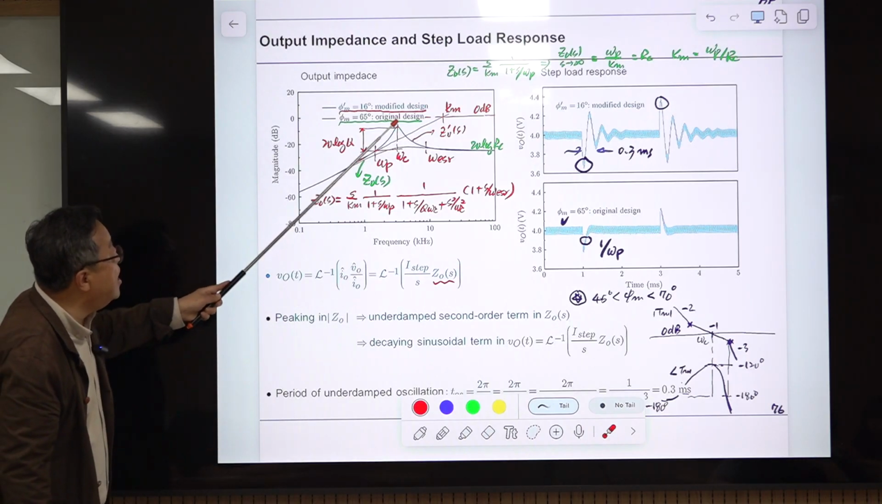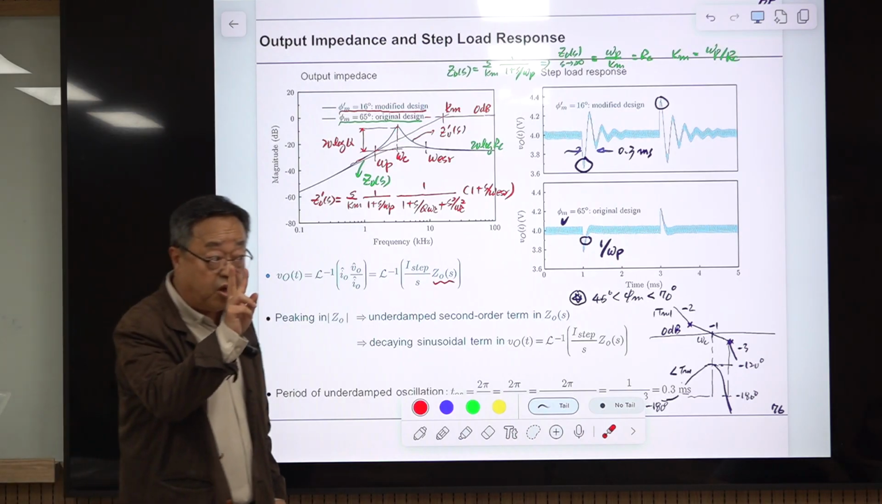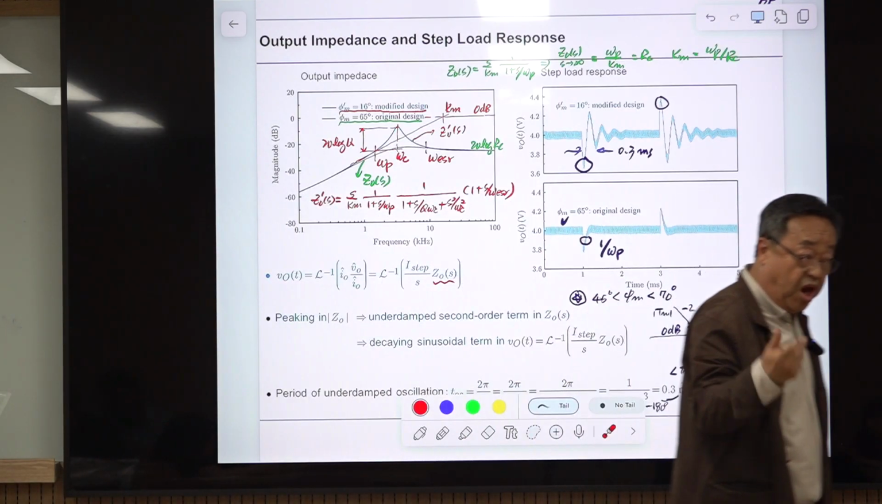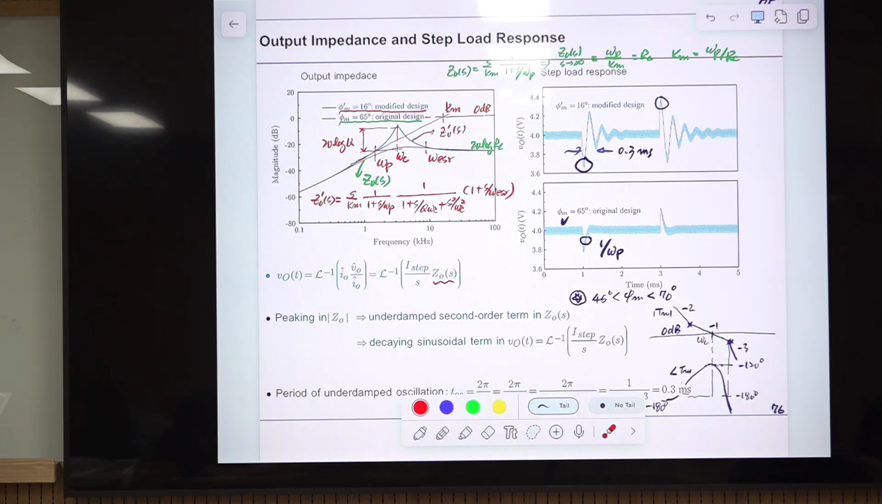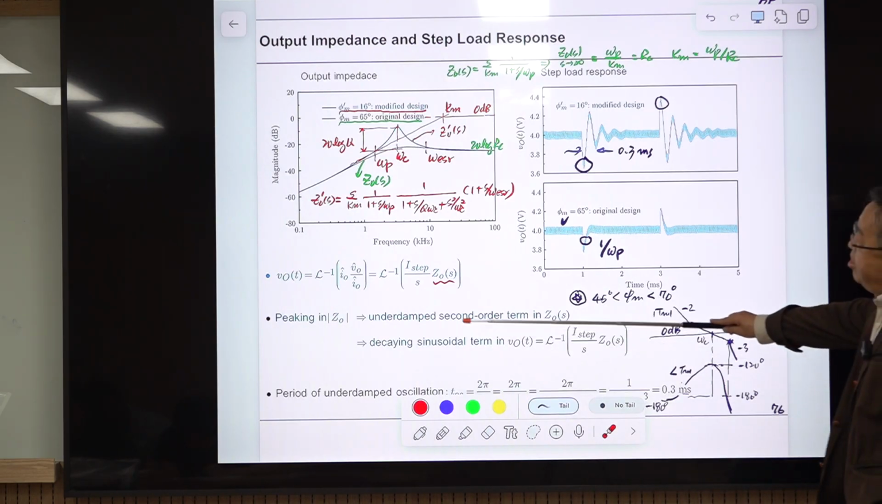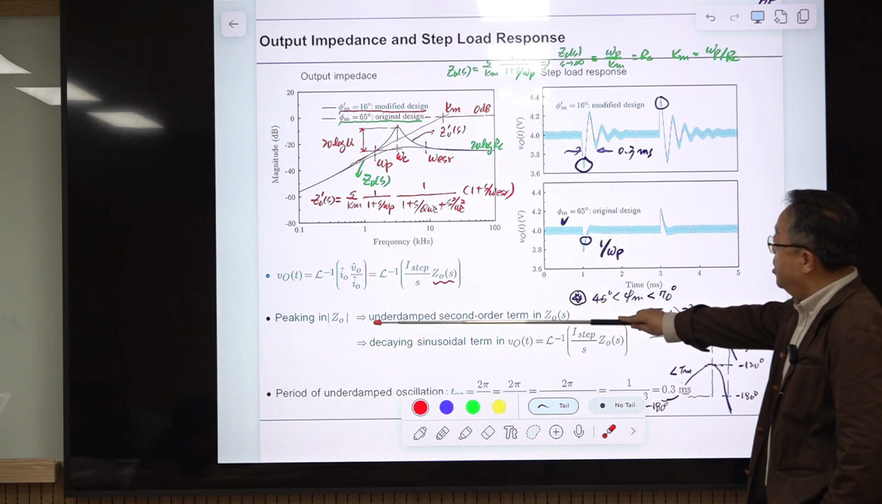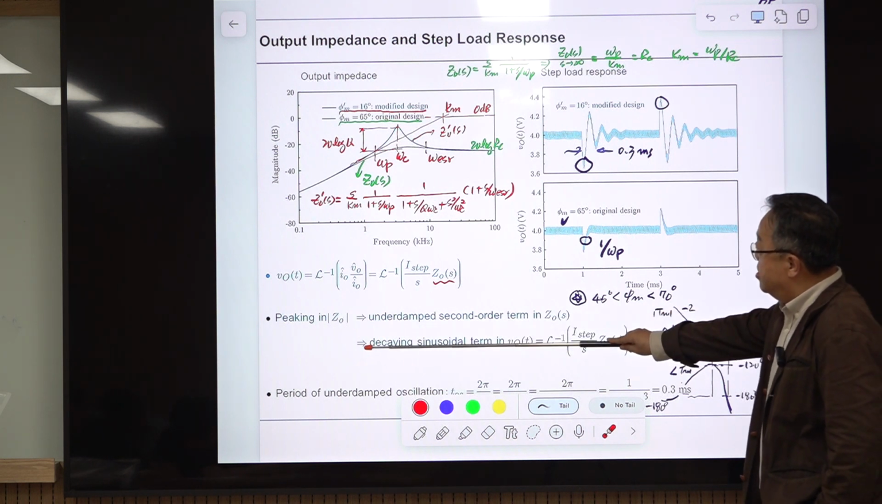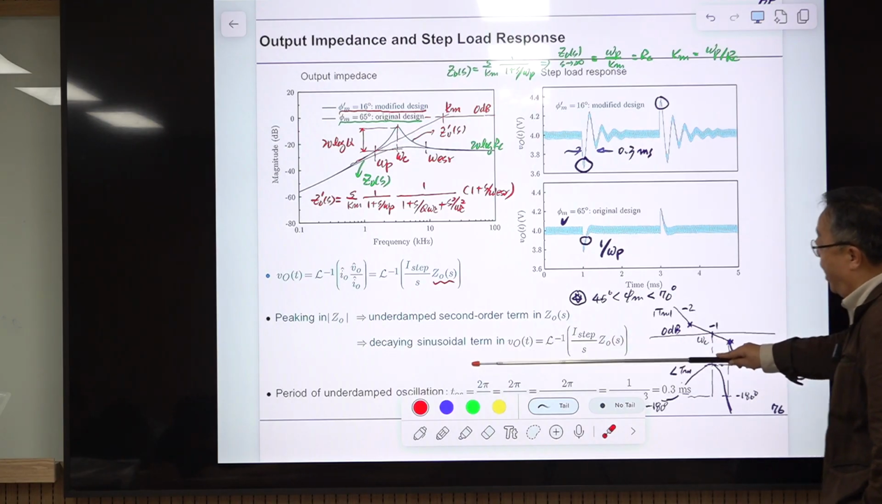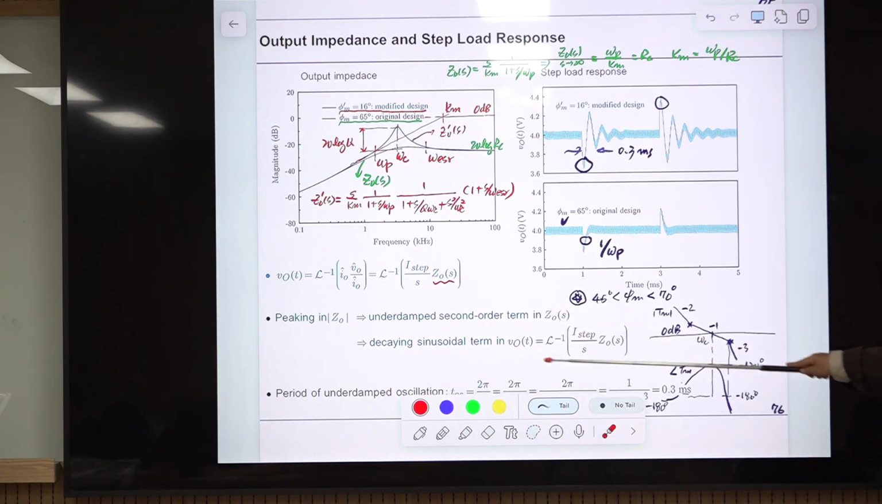Peaking means second order behavior. So there is a second order behavior in the transfer function that will generate oscillation. Here we have an underdamped second order term in Gos, so a decaying sinusoidal term will be contained in the voltage. We are not doing anything special, just using the common knowledge of linear time invariant systems, and we expect this oscillation to occur like this. If you want to know the exact equation of this, that's very easy.